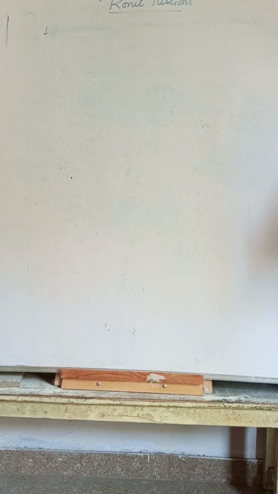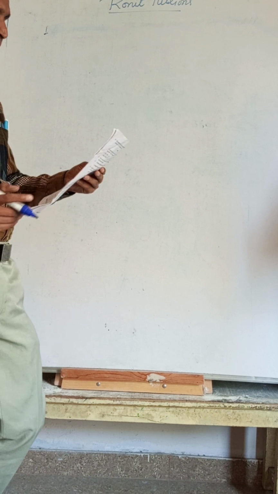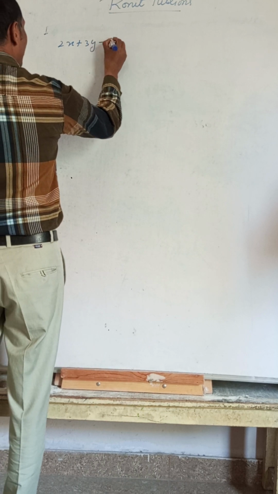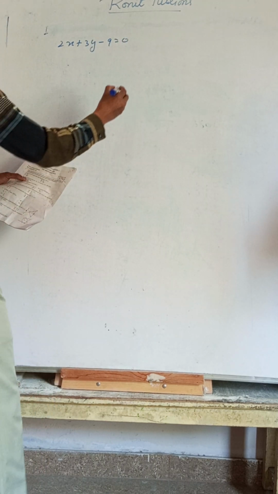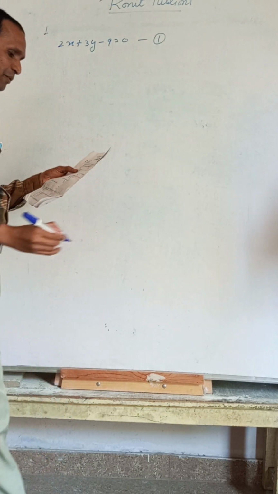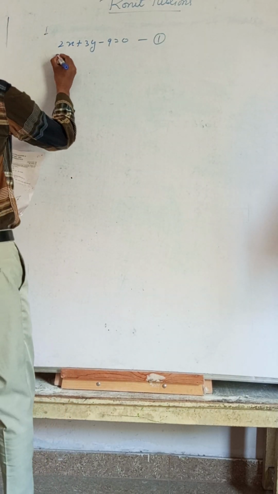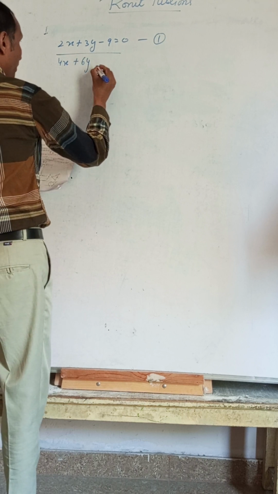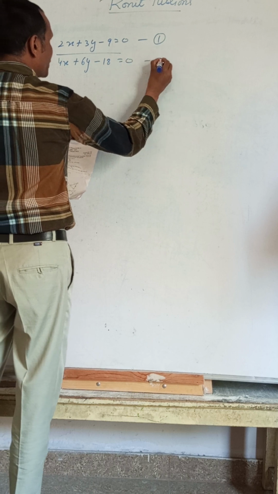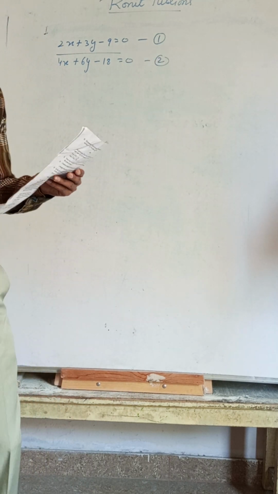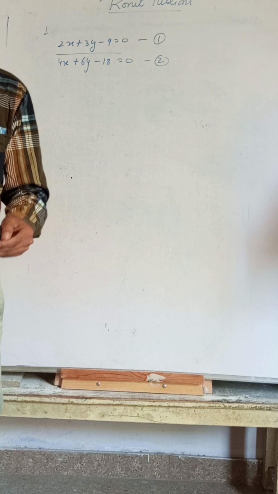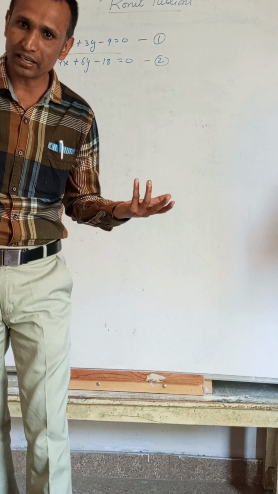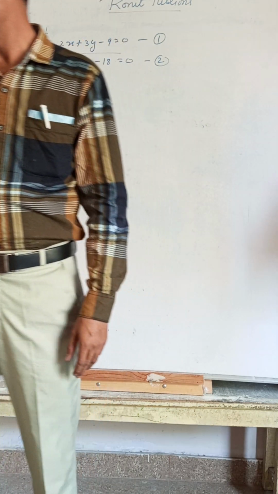In the next question, the lines are represented by 2x plus 3y minus 9 is equal to 0, which is equation number 1, and another equation, 4x plus 6y minus 18 is equal to 0, which is equation number 2. Find the nature of the lines: whether they are intersecting lines, parallel lines, coincident lines, or perpendicular lines.